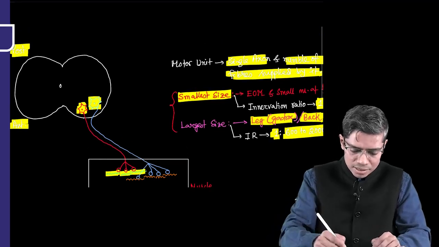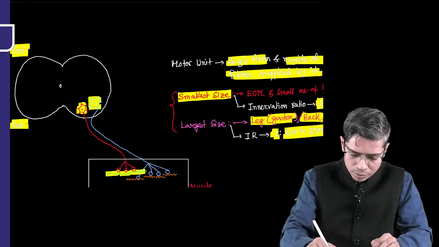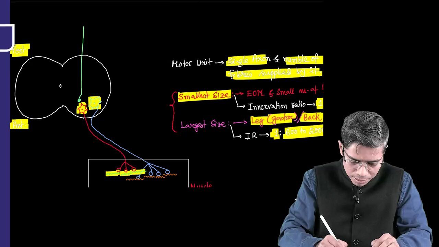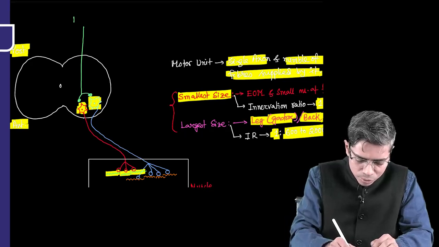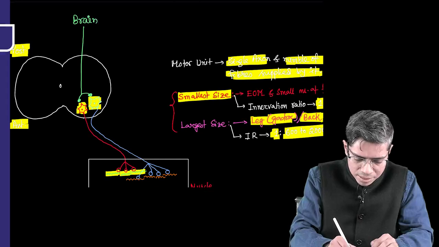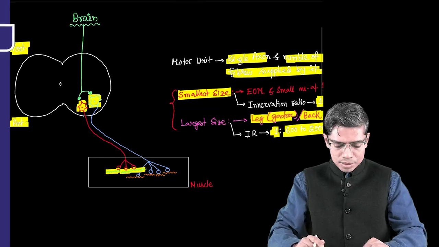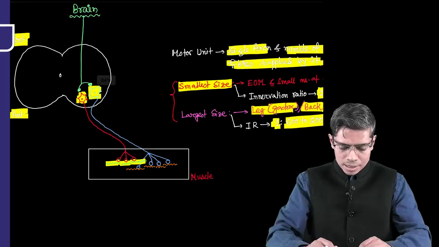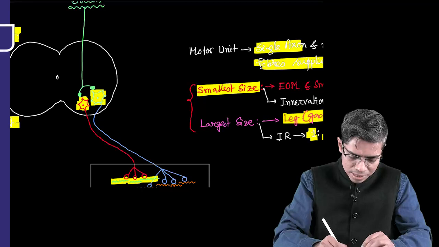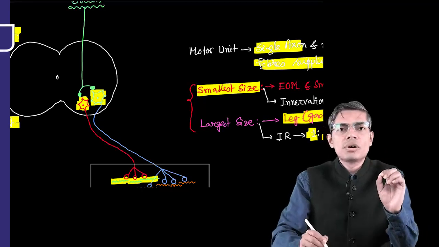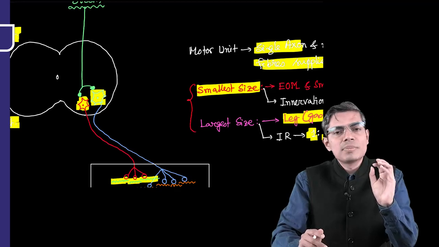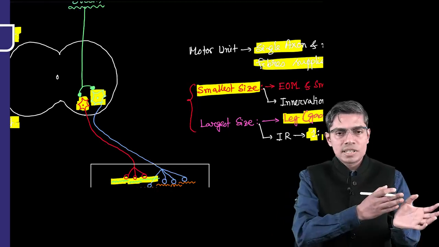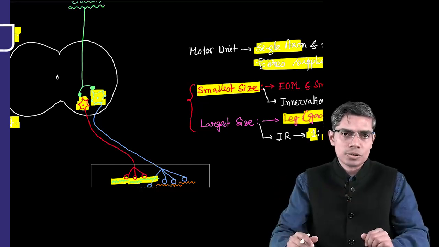Voluntary contraction means the signal will reach from the brain. The brain, meaning the motor cortex, will stimulate this motor neuron, and because the motor neuron is stimulated, the skeletal muscle fiber will contract and you will be able to do the job. Now if I ask you, when the brain is stimulating both of these neurons, which neuron will be activated first? Is there any principle or rule, or is there random activation of motor units? Will the small size motor unit be activated first or the large size motor unit?